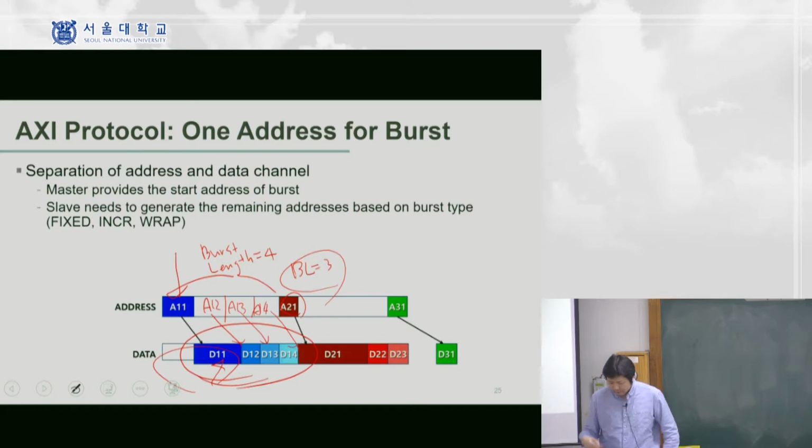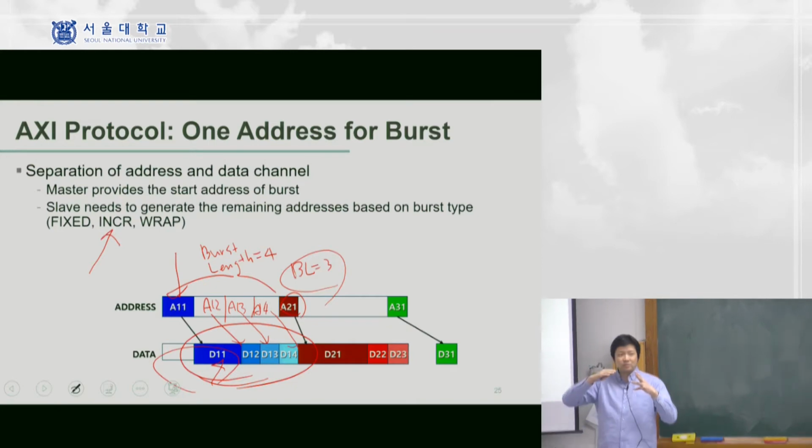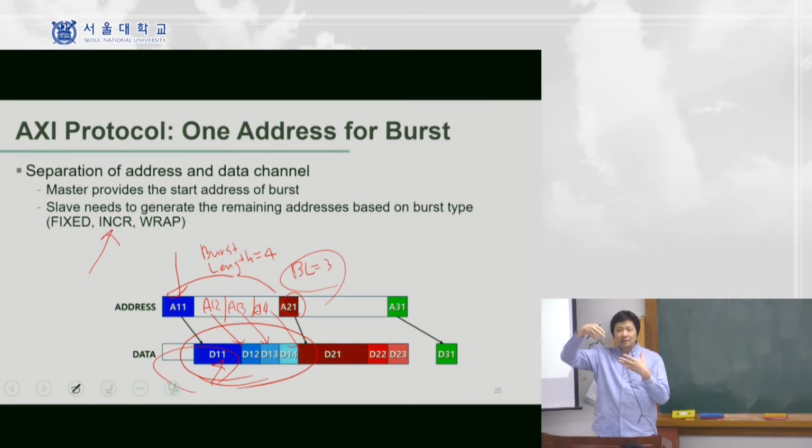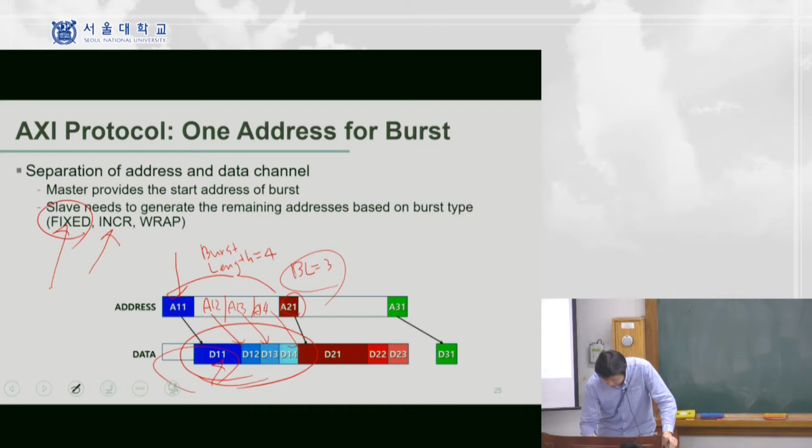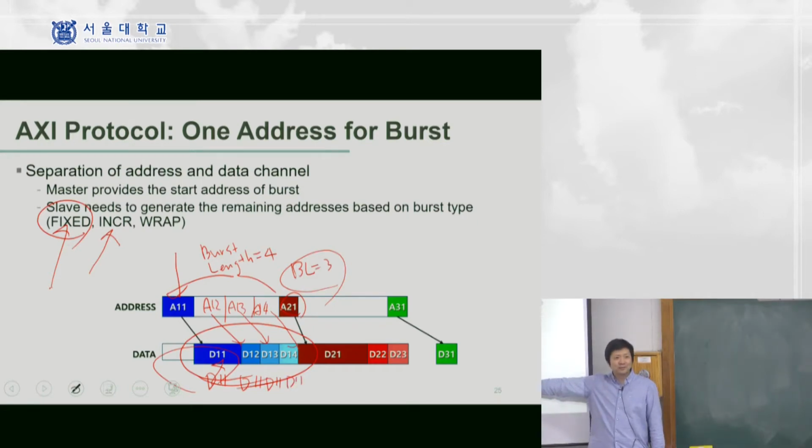There are 3 burst types. The first one is increment: whenever there is a next transfer, you increment the address by 1. That's called INCR. Another one is fixed. Fixed is basically you read data from the same location again and again. So if your mode is fixed, it would be D11 followed by D11 followed by D11 followed by D11. Four pieces of D11 will come back if you specify this fixed burst type.